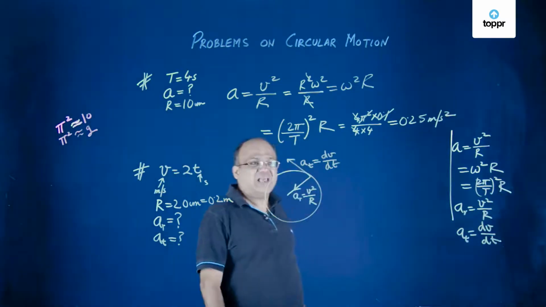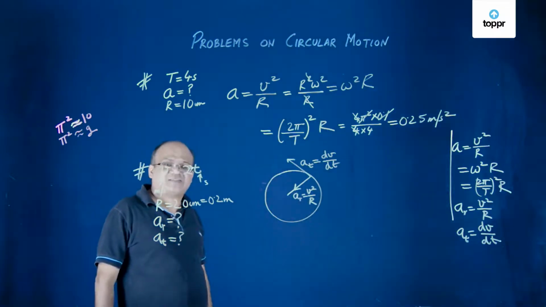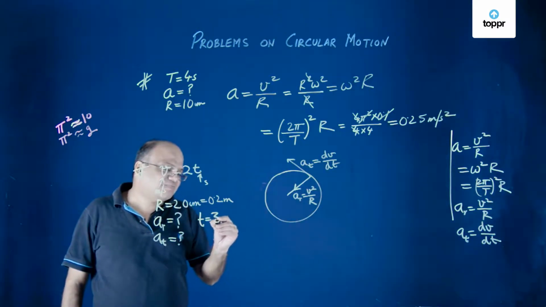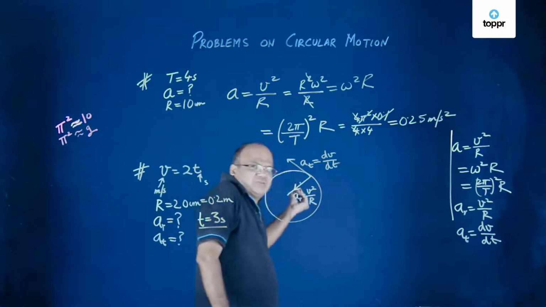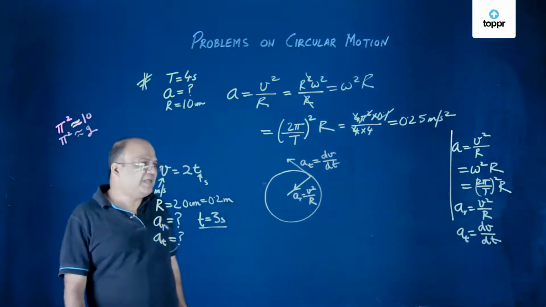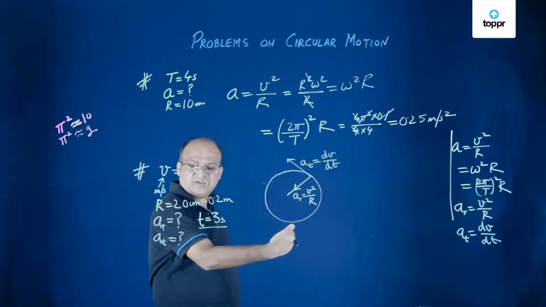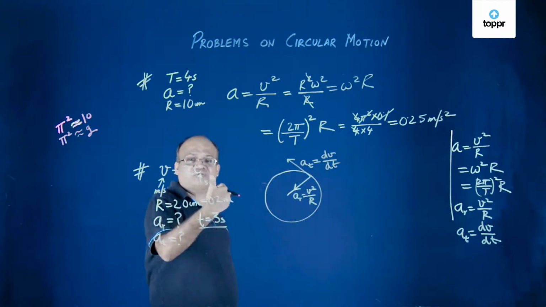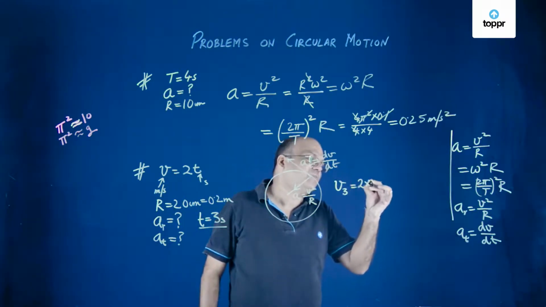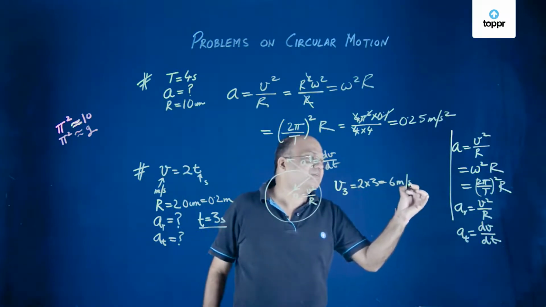Right, that's all. Now, they want us to find out the centripetal acceleration and the tangential acceleration, say at a particular time, and time is given as, say, 3 seconds. So time is 3 seconds given in the question. Now, how to find radial acceleration? V square by r. V at 3 seconds will be how much? 2 into 3. We are putting t as 3 seconds. So we get 2 into 3, that is 6 meter per second.